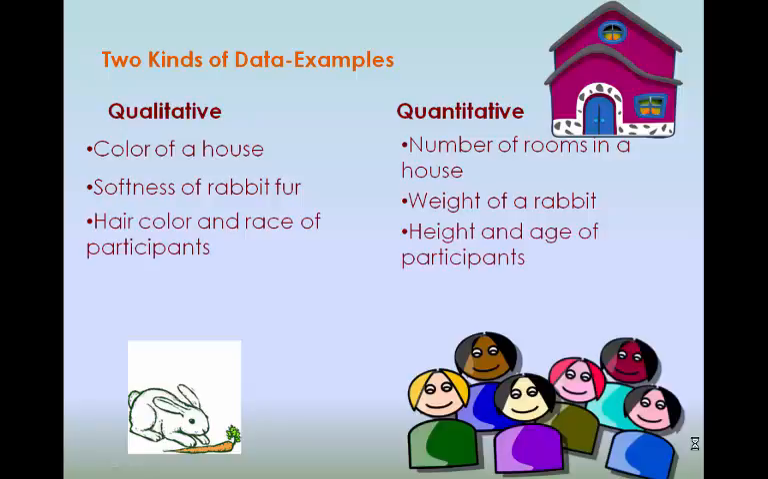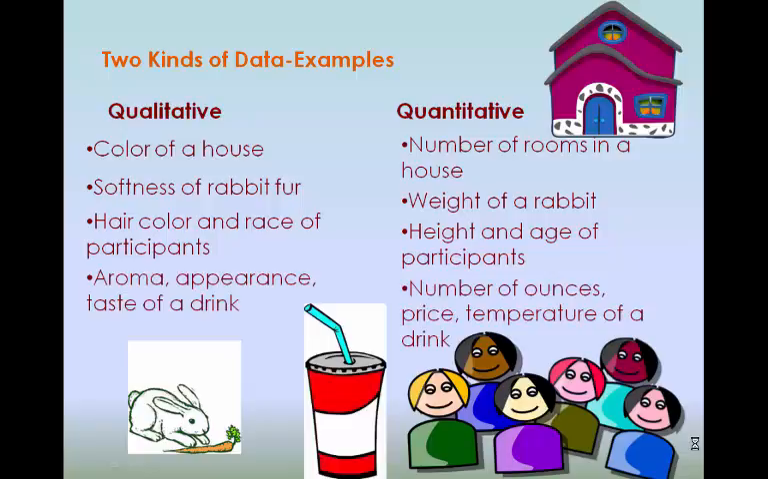Hair color and race of participants in a study would be qualitative variables, whereas height and age of the participants would be quantitative. If we were conducting a survey for some place like Starbucks, the aroma, appearance, and taste of a drink would be qualitative variables, whereas the number of ounces in the drink, the price, and the temperature would be quantitative variables.